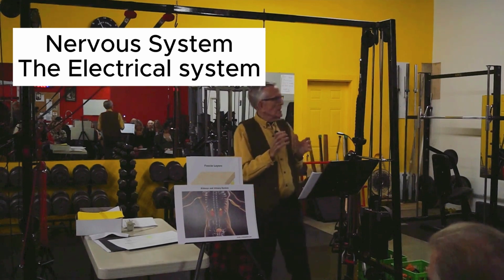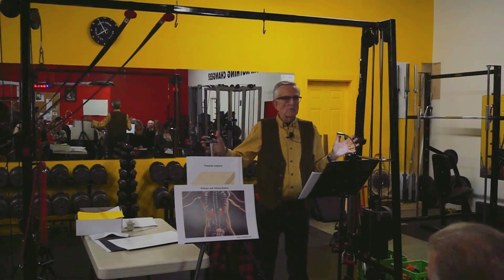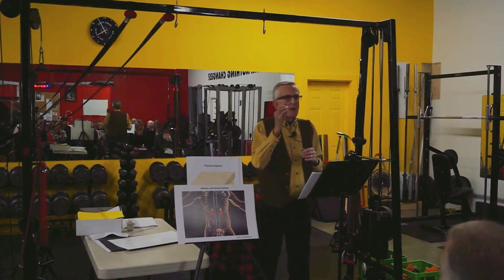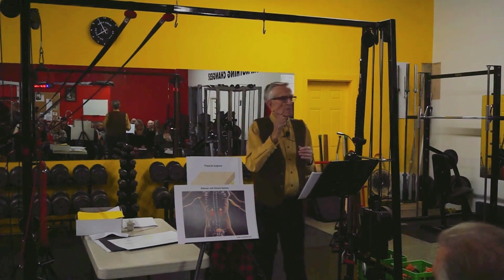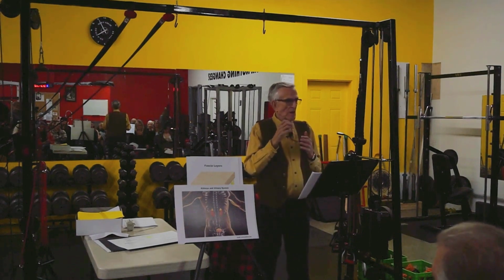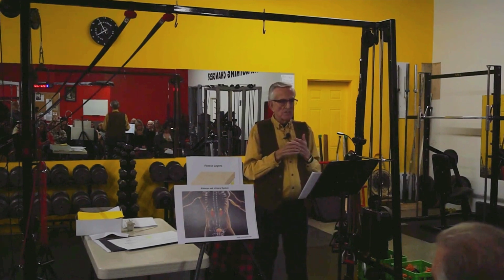Our nerves are like the electrical system in our house. All the wires that go through the house are covered by an insulation layer. So are our nerves. That's called a myelin sheath.